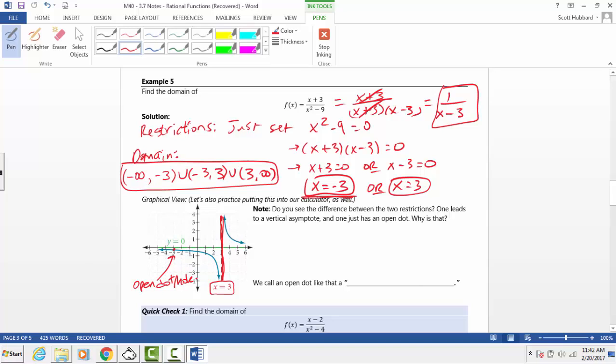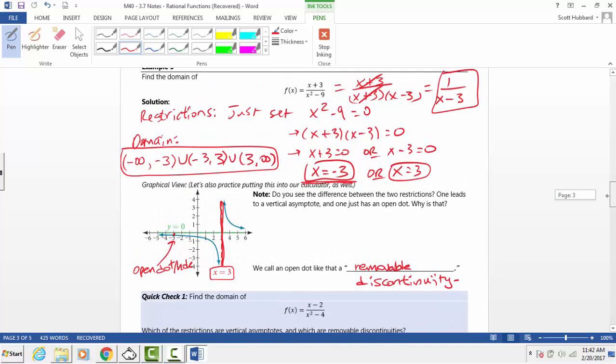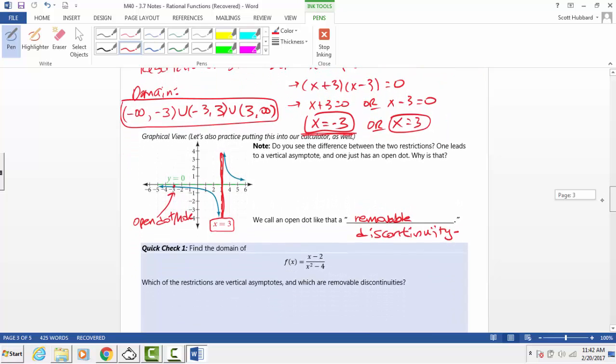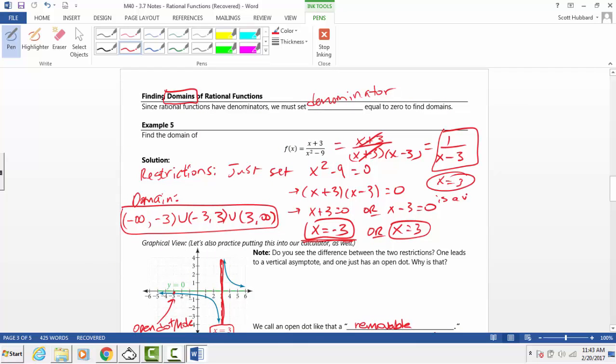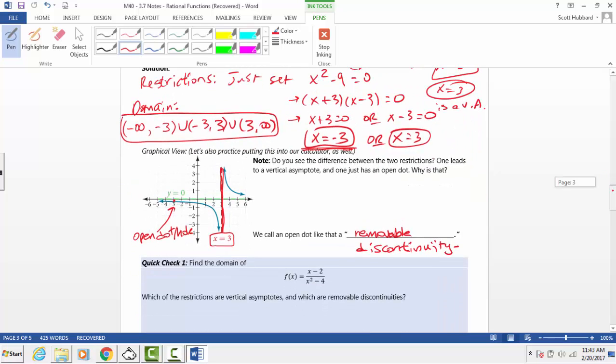Hole. And we call that a removable discontinuity. And that happens anytime from algebra where they cancel out. So where they don't cancel out, like here on the x equals 3, is a vertical asymptote. When they don't cancel out, we're for sure going to get a vertical asymptote.